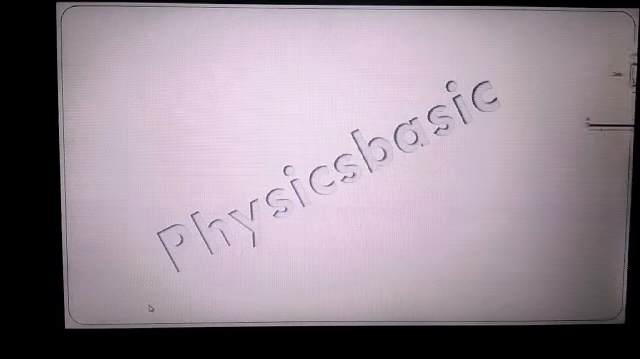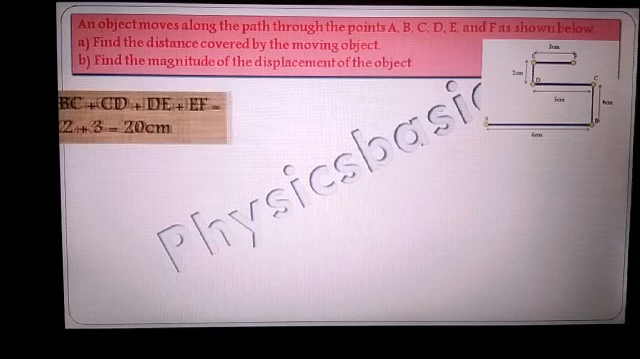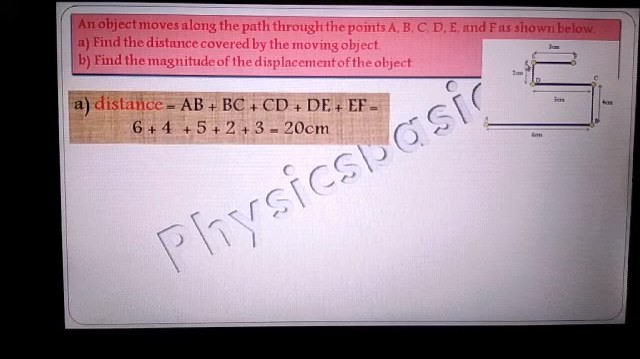Now our next example is, an object moves along the path through the points A to B, C, D, E, F as shown in the figure. Again we have to find the distance and displacement. First of all we will find the distance. Distance is the total actual path length. So total path is AB plus BC plus CD plus DE plus EF, that is 6 plus 4 plus 5 plus 2 plus 3 centimeter.